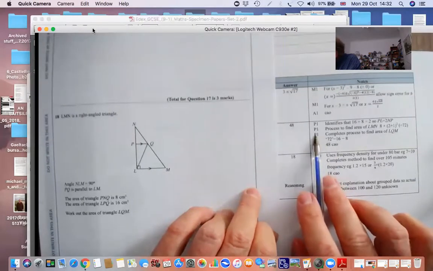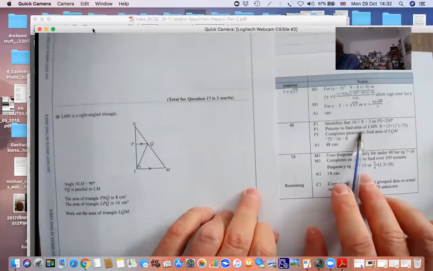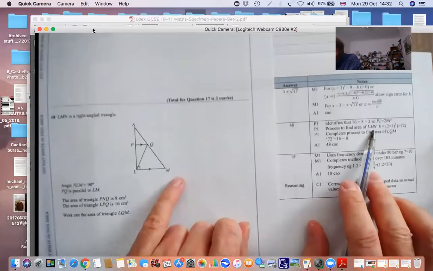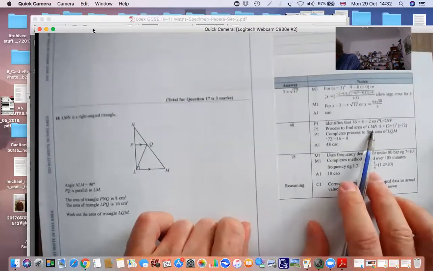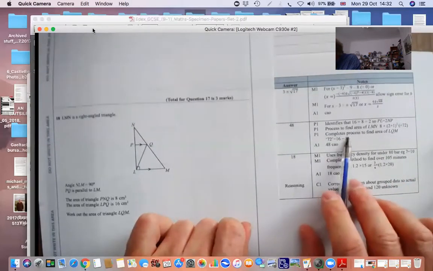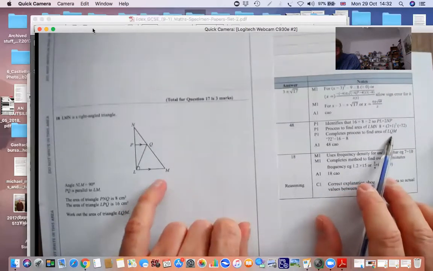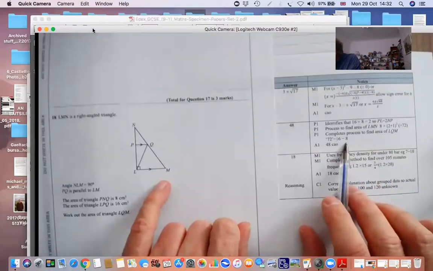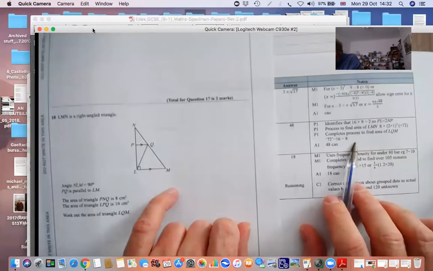So for the second mark, all we've got to do is process to find area of LMN. LMN. So that's that big triangle. So that's a clue. Blah, blah, blah there. And then another mark for completes the process to find the area of LQM, which is what we were asked for. Well, this is what I would call a fat lot of use. Not a lot of use at all.